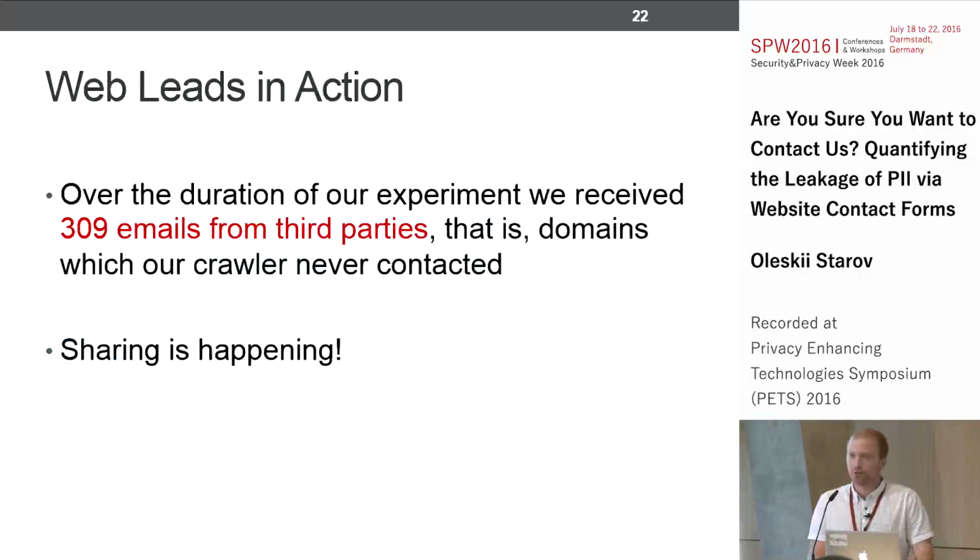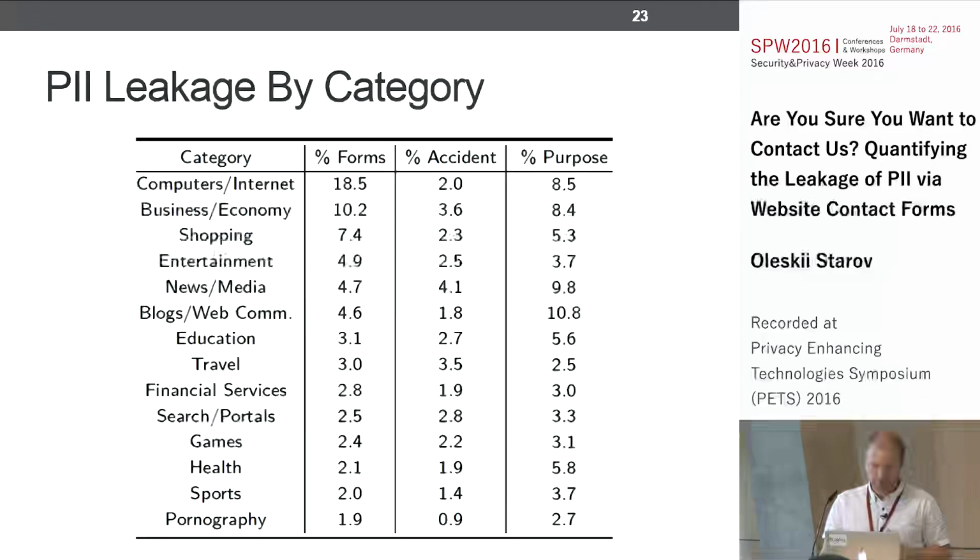So this is pretty intrusive in terms of privacy, and we really saw this shared database in action because our crawler submitted each form with a unique email address, an email identifier, and after the experiment we received more than 300 emails from third-party domains, basically websites that our crawler never visited, or never visited with this email identifier. And so really, sharing is happening.